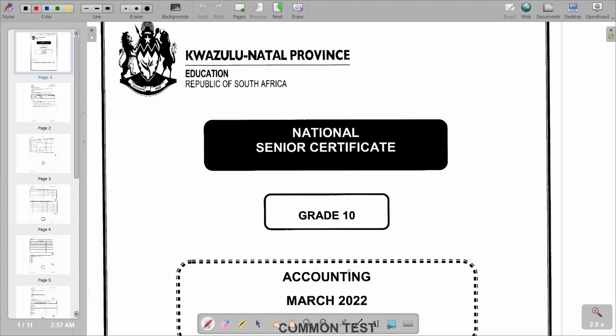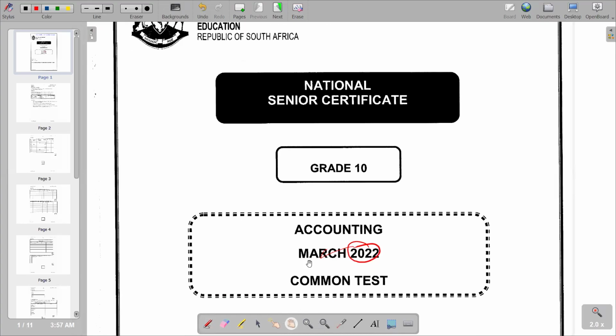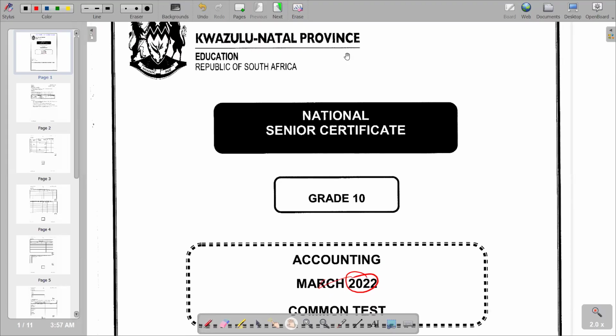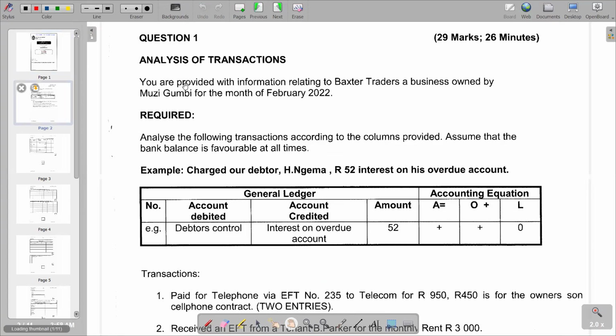In this video, we want to look at the question paper of March 2022. This is a common test, so we are going to look at a common test from the province of KwaZulu-Natal. Going to our question, you see that we are going to look at Question 1, which is on the analysis of transactions. Our question has 29 marks.